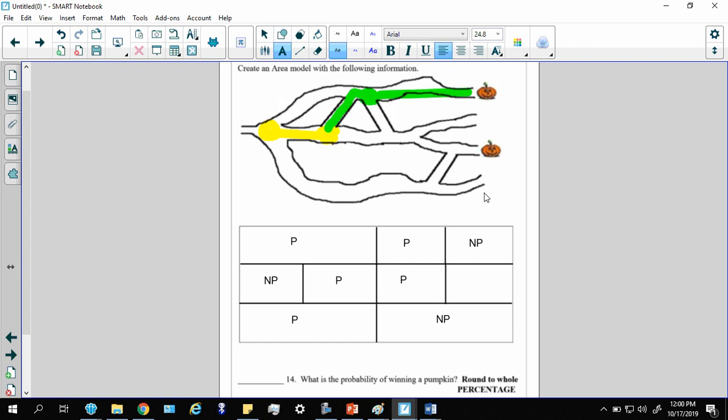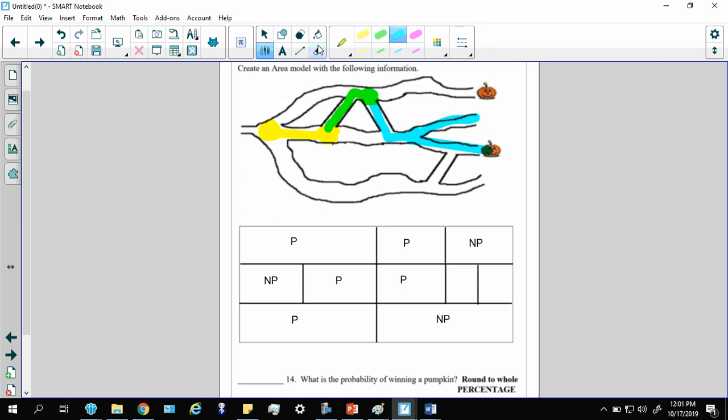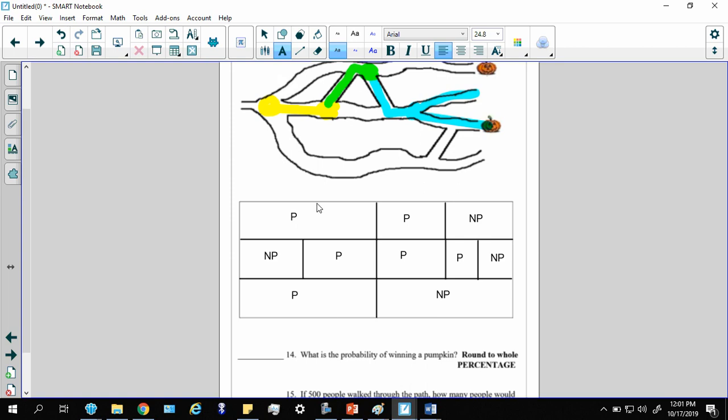Now, the last thing I need to do, and let me highlight back, is I need to finish out this fork here. So I start walking, walk, walk, walk, walk, walk, walk, boom, another fork. So that means I'm going to half my half my half. I don't even know if that makes sense. We're going to go with it though. There and there. All right, so that's a pumpkin, no pumpkin situation. All right, so pumpkin, no pumpkin. All right, pretty simple.